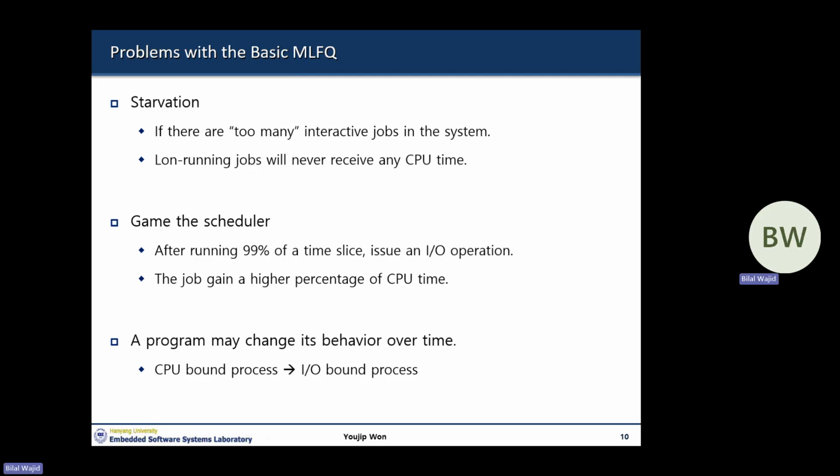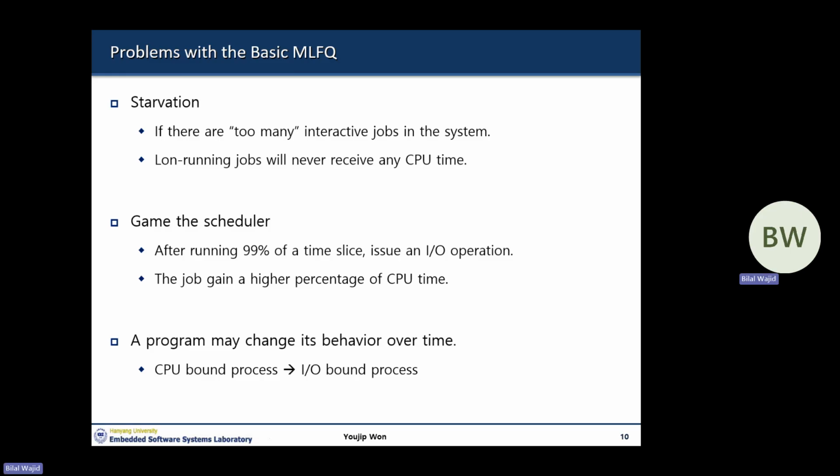Now, think about it. If there were too many interactive jobs in the system, or too many jobs at the highest priority level, how can the little guy do work? How can jobs which have lower priority level ever get done? They will never receive any CPU time, right? More like a government, imagine a government office receiving high priority work all the time.